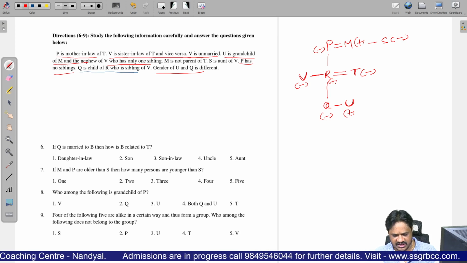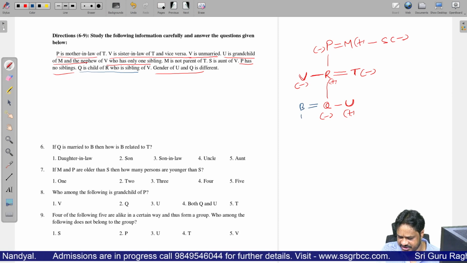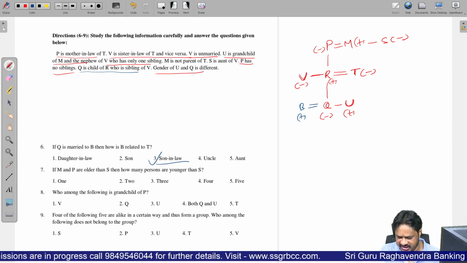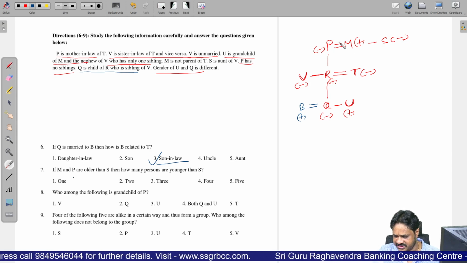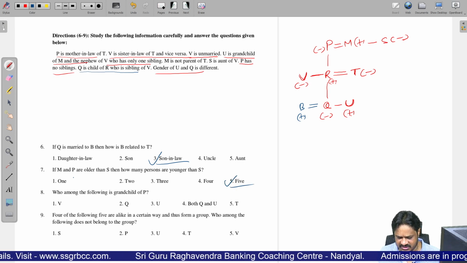First one, if Q is married to B, how is B related to T? Son-in-law. Then, if M and P are older than S, how many are younger than S? 1, 2, 3, 4, 5. So, there are total 5 persons. Then, who is the grandchild of P? P's grandchildren are both Q and U.